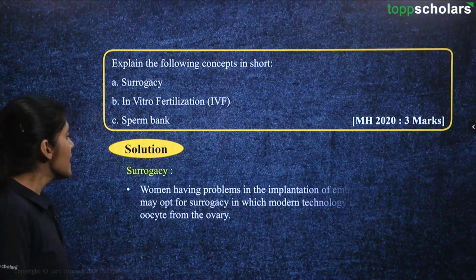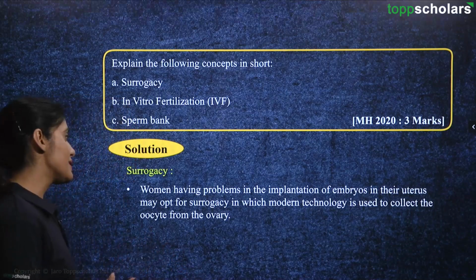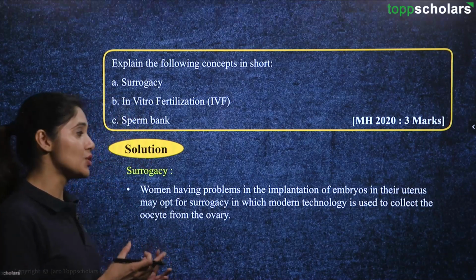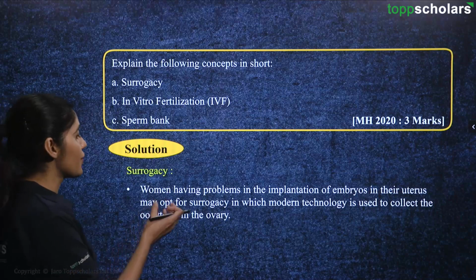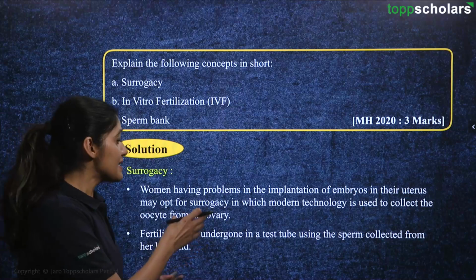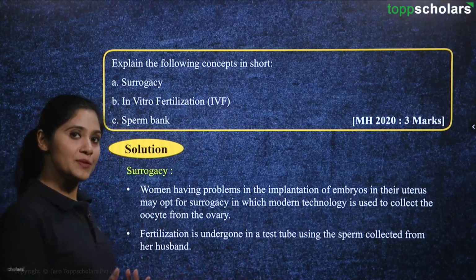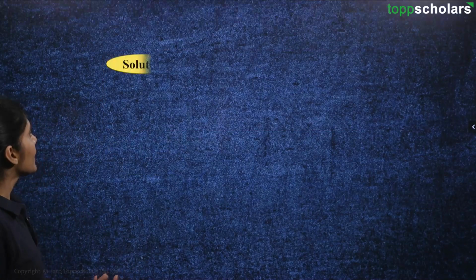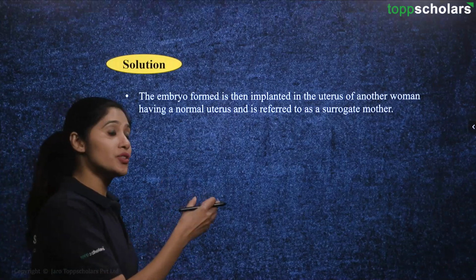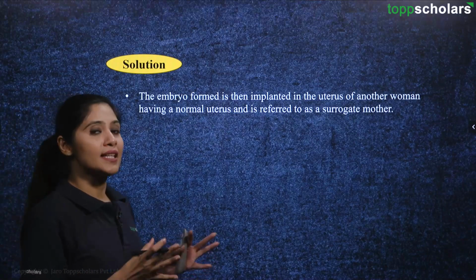What is surrogacy? Women having problems in the implantation of embryos in their uterus may opt for surrogacy, in which modern technology is used to collect oocytes from the ovary. Then fertilization is undergone in a test tube using the sperm collected from her husband. The embryo formed is then implanted in the uterus of another woman having a normal uterus, who is referred to as the surrogate mother.